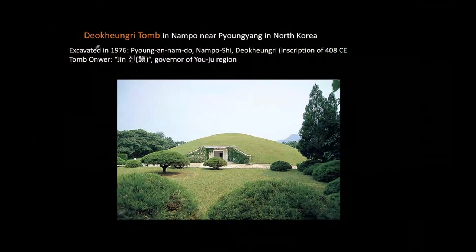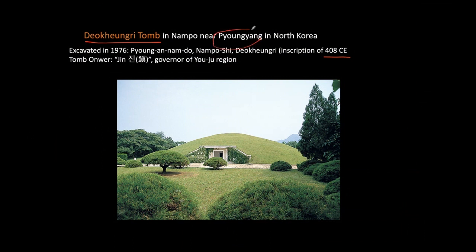And then if you go to Deokheungri, this is about 80 years later, right, around the 5th century. This is called the Deokheungri tomb in Pyongyang. From the inscriptions on the wall, we know that the owner's name was Jin, and he was the governor of Yuju region. That's the old name for this Pyongan-namdo.